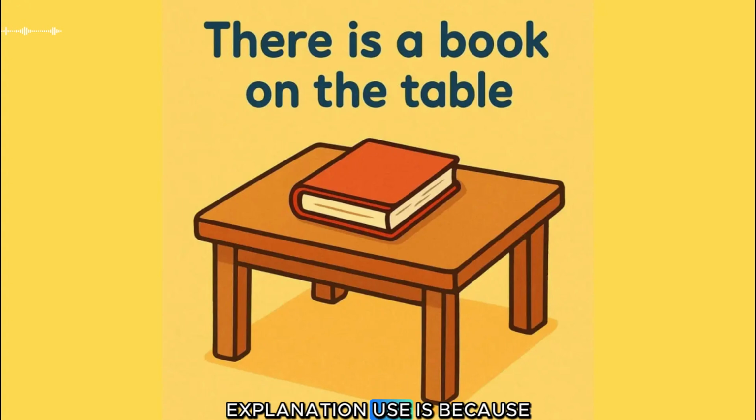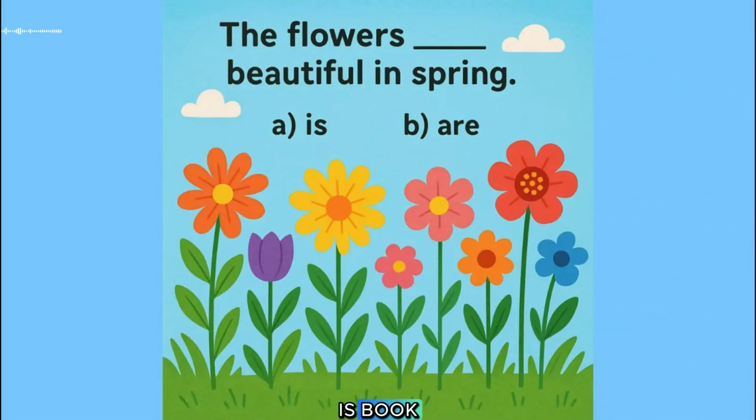Explanation. Use is because a book is singular. Even though there comes first, the verb must match the real subject, which is book.